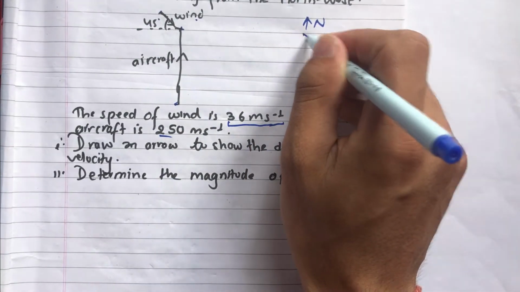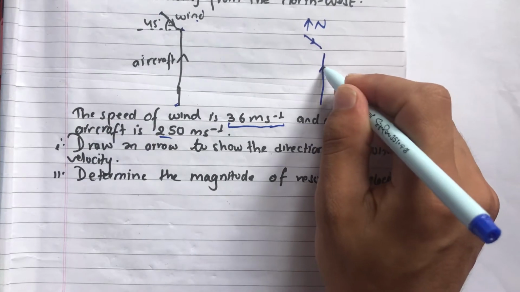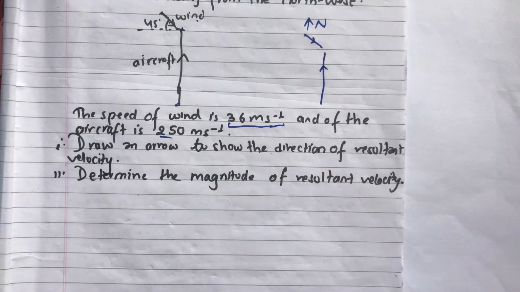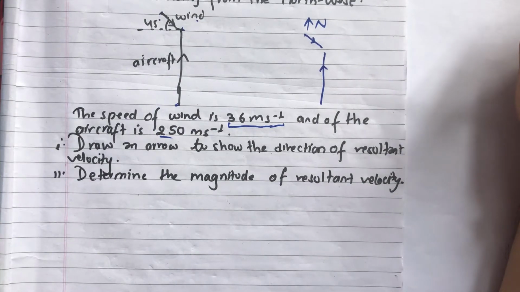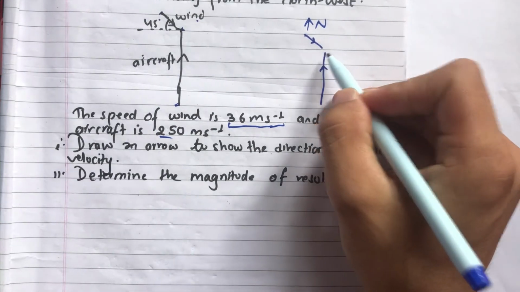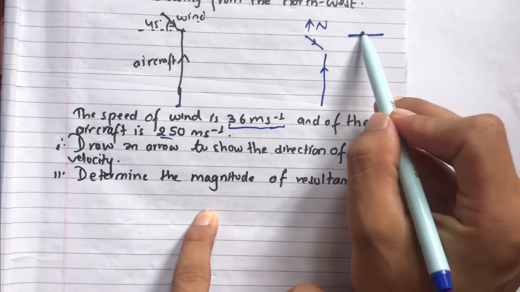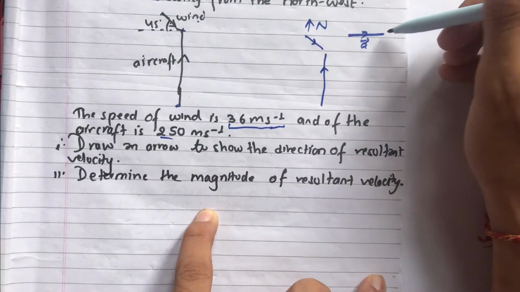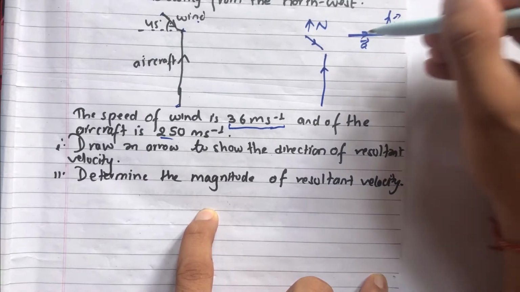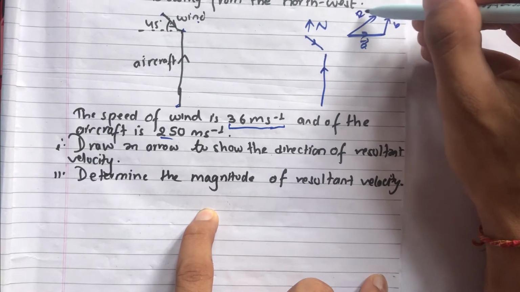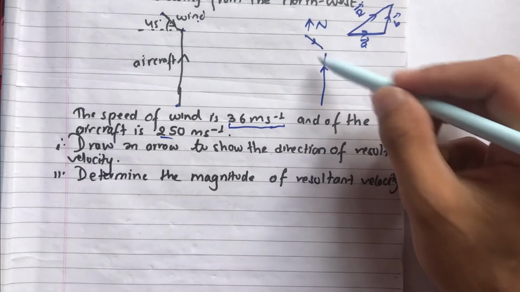One vector is the velocity of wind, the other vector is the velocity of aircraft. To determine the direction of the resultant, what we need to draw is a triangle, because from the vector triangle we can determine the resultant velocity. If vector A is in this direction, and I draw vector B from the ending point of vector A, then I would get a resultant R, which is A plus B, from the triangle of vector addition.